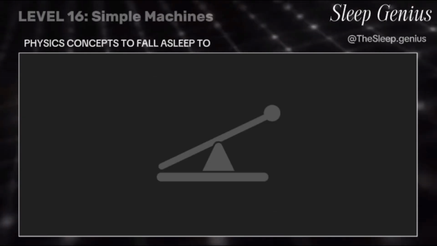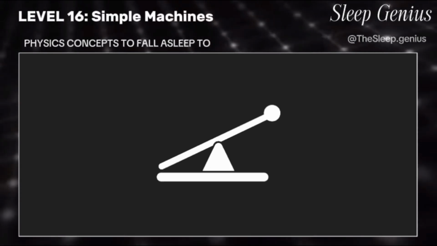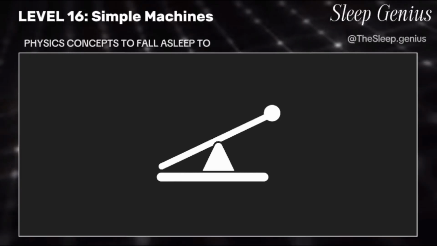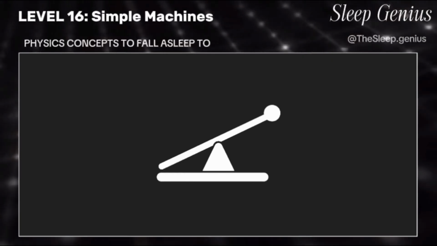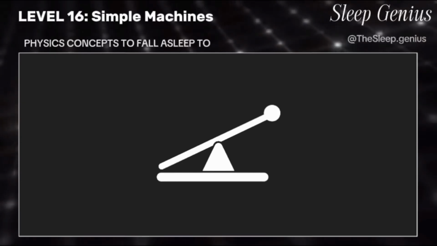Simple machines are devices that make work easier by changing the direction or magnitude of a force. They do not create energy, but help humans perform tasks more efficiently. Examples include levers, pulleys, inclined planes, screws, wedges, and wheels and axles.